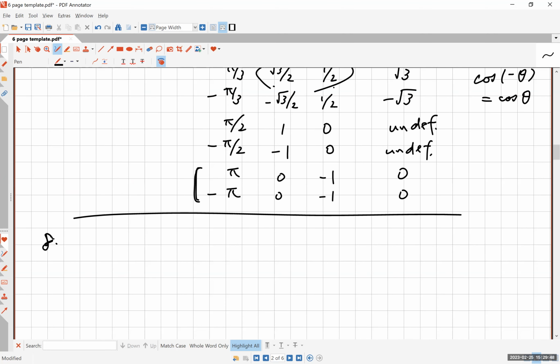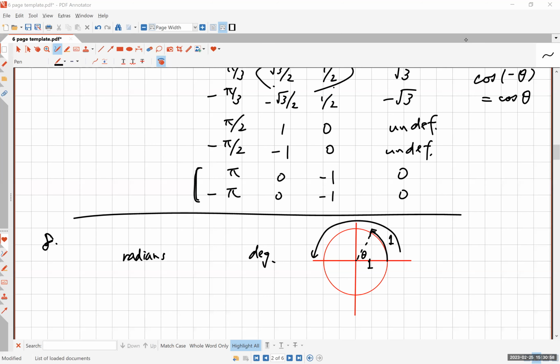Okay, let's go to number 8. Number 8 is a general question. How do you convert radians to degrees and vice versa? That's again a basic piece of knowledge and a basic skill that you should be able to know or figure out.